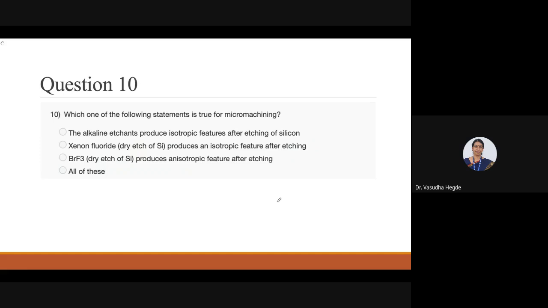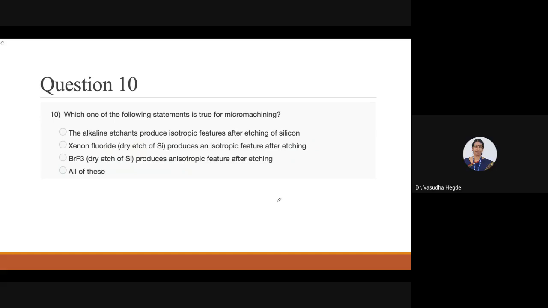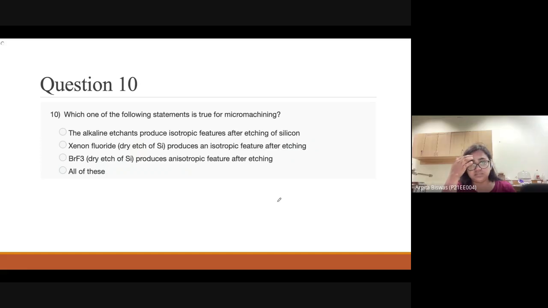Isotropy and anisotropy are basically about direction, in which direction the etching is happening. In isotropic etching, it moves at the same rate in all directions, because it has the same property in all directions, whereas anisotropic varies with the direction. So this type of structure is produced.